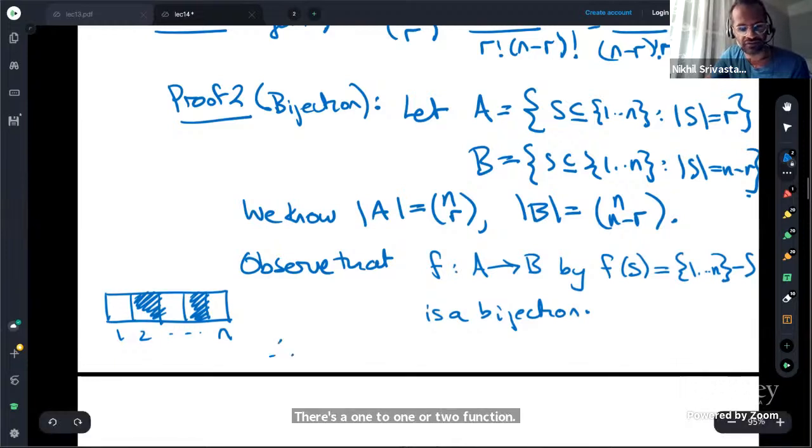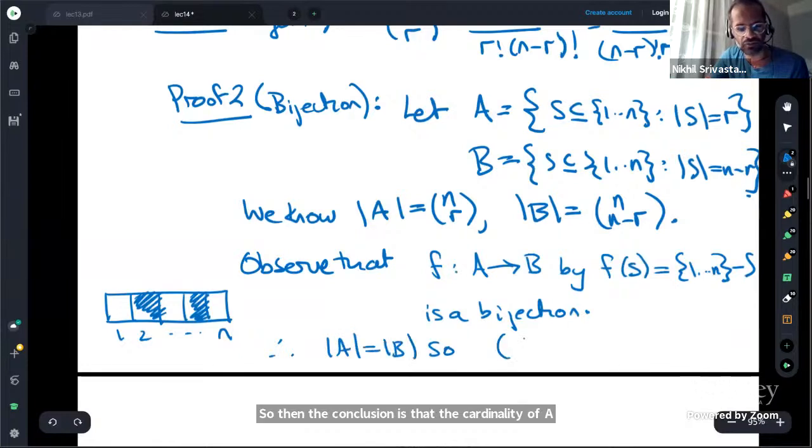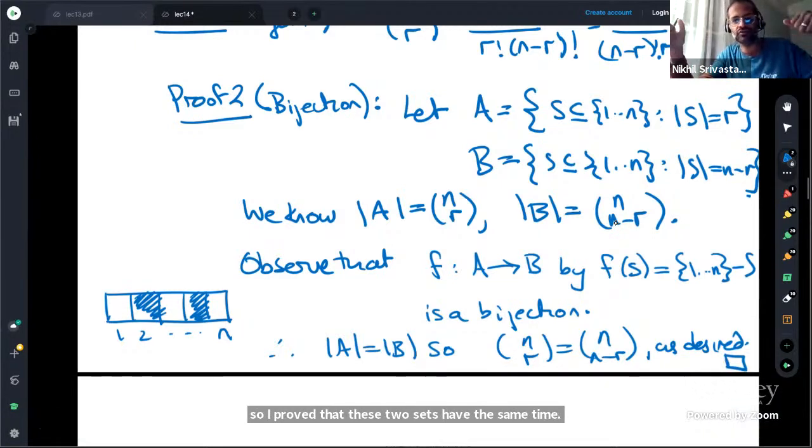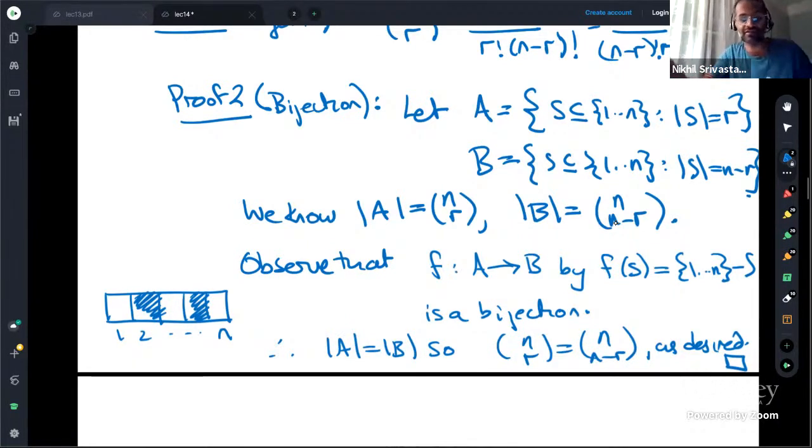So then the conclusion is that the cardinality of A equals the cardinality of B. So n choose r equals n choose n minus r, as desired. Okay, so I proved that these two sets have the same cardinality by explicitly showing you the bijection. Every set in A uniquely specifies a set in B and vice versa by taking the complement. So the creative step here was realizing this.